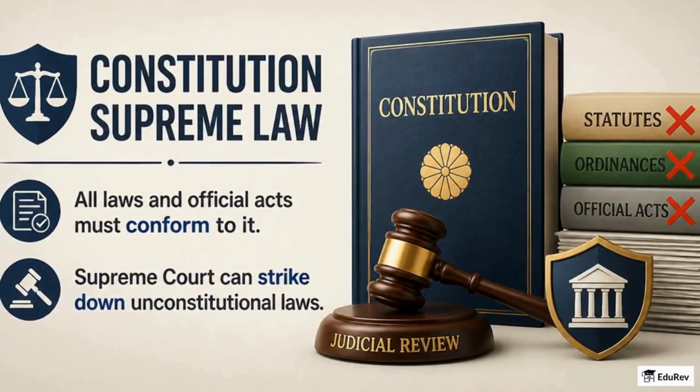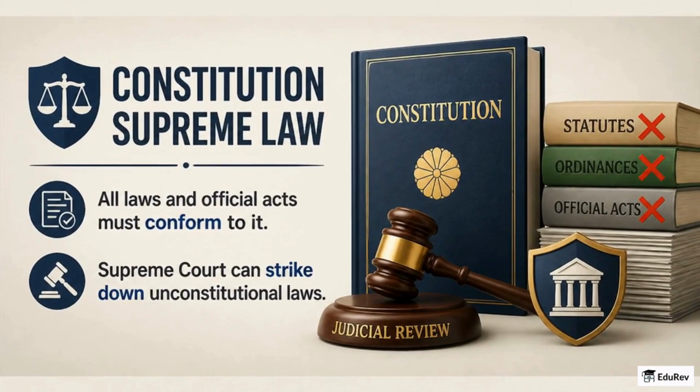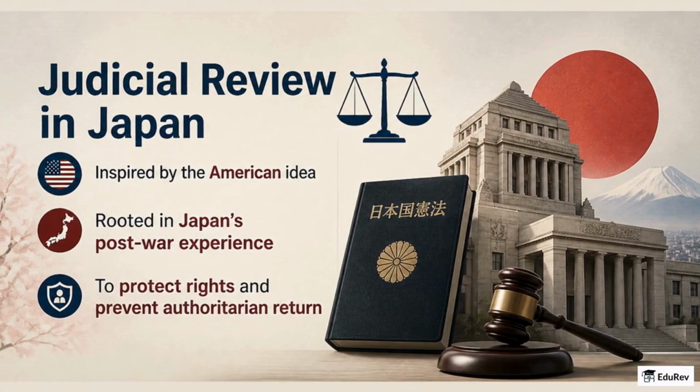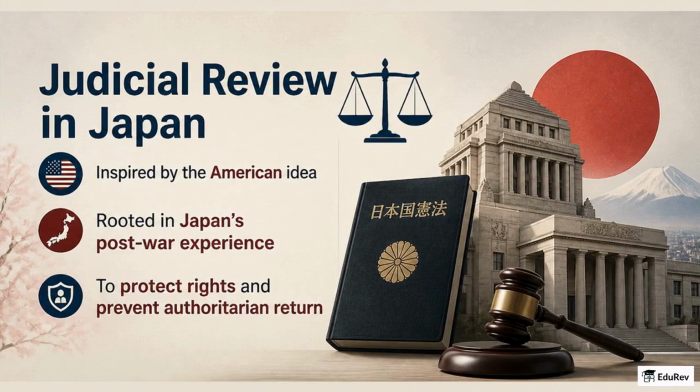The constitution establishes the supremacy of the fundamental law. All statutes, ordinances, and official acts must conform to it, and the Supreme Court has the power of judicial review to invalidate unconstitutional laws. Judicial review here is explicit in the text, borrowing the American principle but anchored in Japan's own post-war experience to protect rights and prevent authoritarian return.